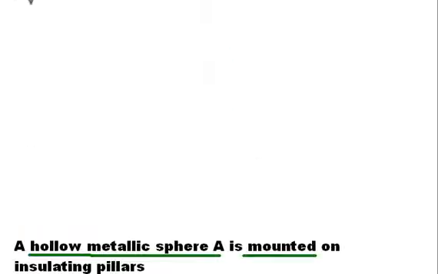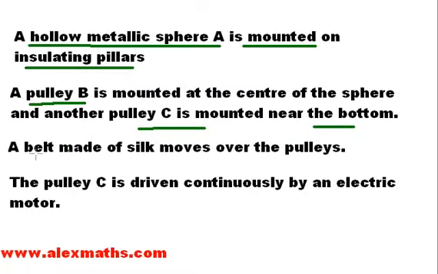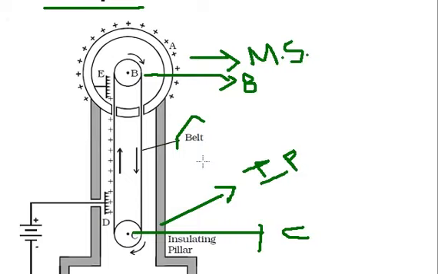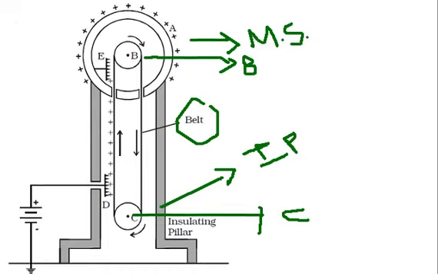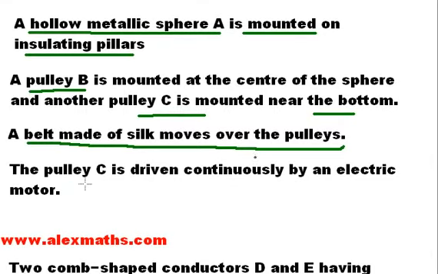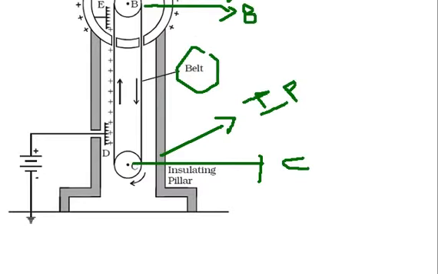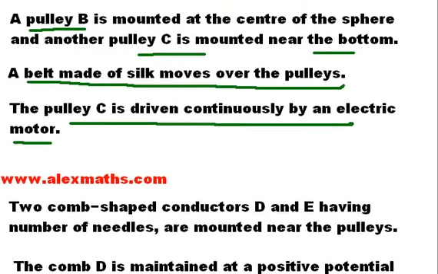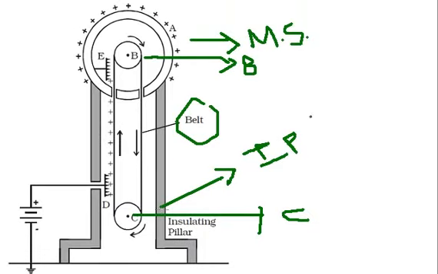Now, there is a belt made of silk that moves over the pulley. Do you see the belt? This belt is connecting the two pulleys. Then we have the pulley C, which is driven continuously by the electric motor. Again simple, whenever there is a pulley and a belt, somebody has to drive it. So that is done by the electric motor.